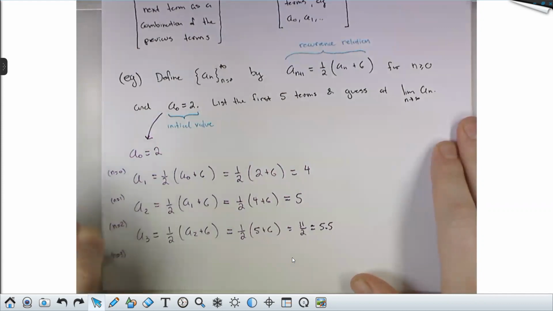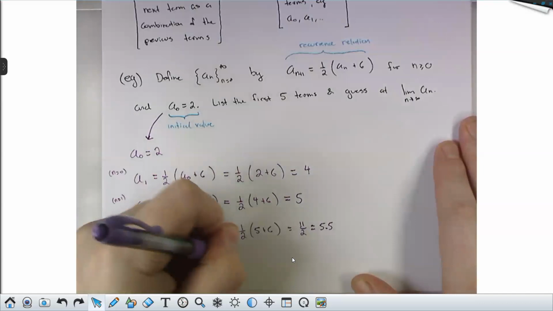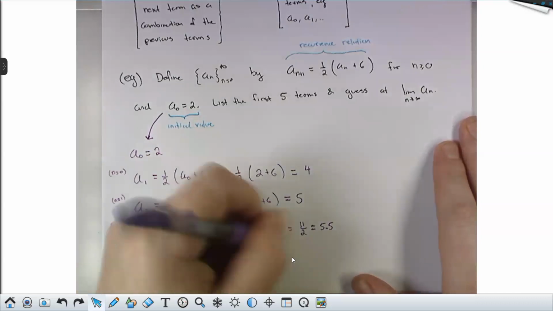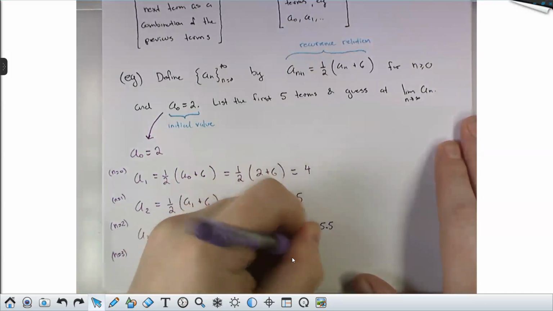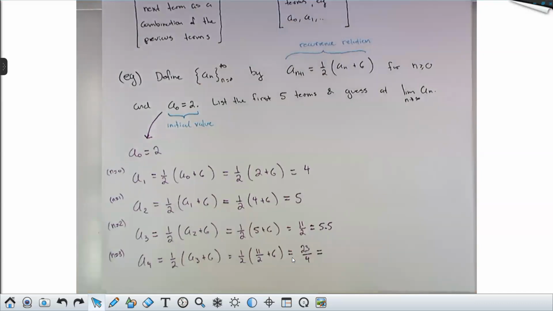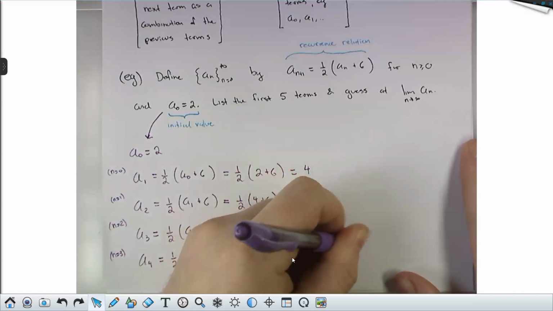If you plug n equals 3 into the recurrence relation, you get a4 equals 1/2 times a3 plus 6, which is 1/2 times 11/2 plus 6, which is, so 6 as a ratio over 2 is 12/2. 12/2 plus 11/2 is 23/2 times 1/2 is 23/4. 20 over 4 is 5. So this is 20 over 4 plus 3 over 4, which is 5.75.